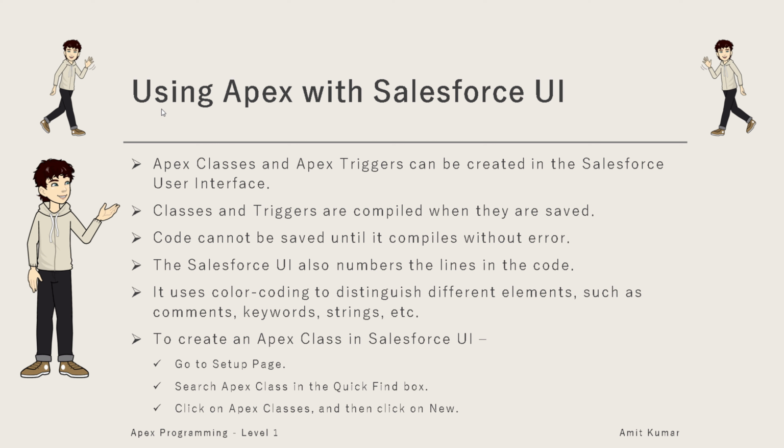The Salesforce UI provides some UI effects on the interface, like color coding to distinguish different elements in Apex code, as well as the number of lines in the code. And to create an Apex class, we need to go to the Setup page, and from there we can create an Apex class, which we will see in the practical session.